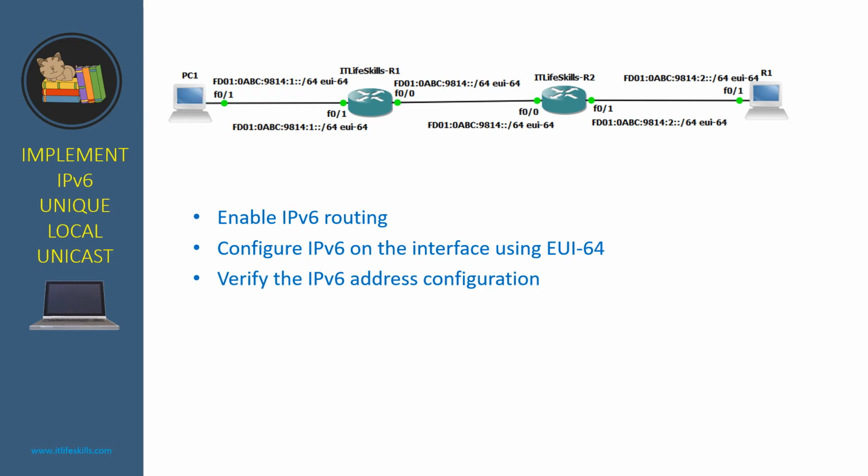Let's now implement IPv6 unique local unicast on IT Life Skills Router 1 using EUI-64. Here are the basic steps. First, we need to enable IPv6 routing. Then we configure IPv6 on the interfaces F0/0 and F0/1 using EUI-64. After that, we will verify the IPv6 address configuration.